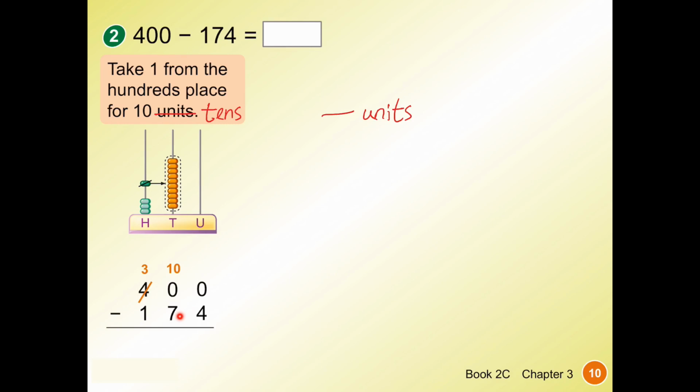So what we have to do is to take 1 from the hundreds place for 10 tens. So cross off the digit 4 in the hundreds place and then mark it with a little 3. And do not forget to mark the little 10 in the tens place.